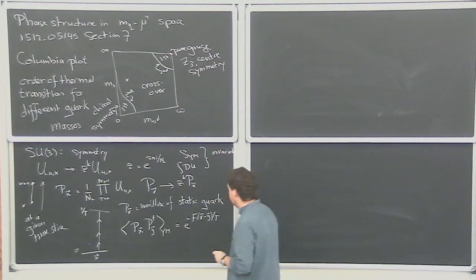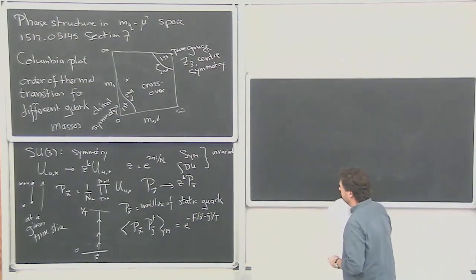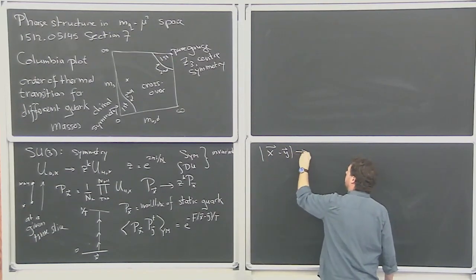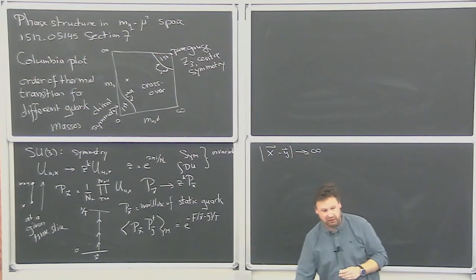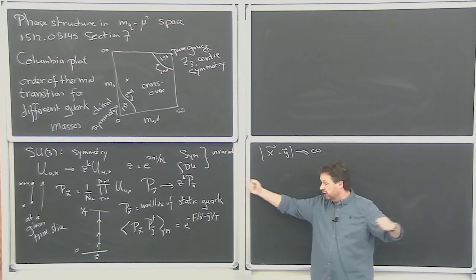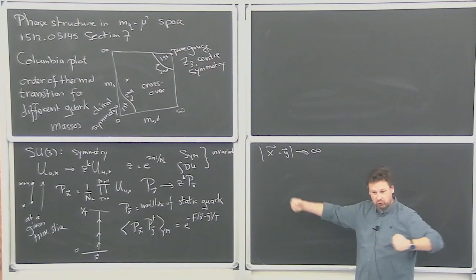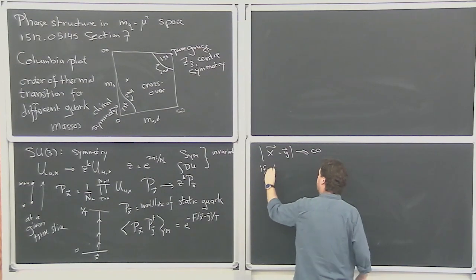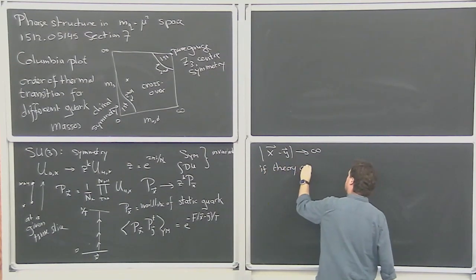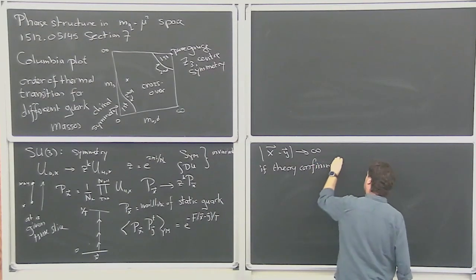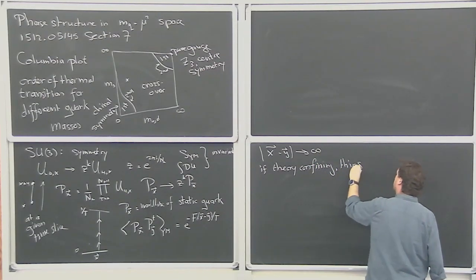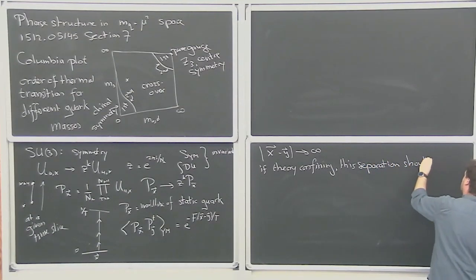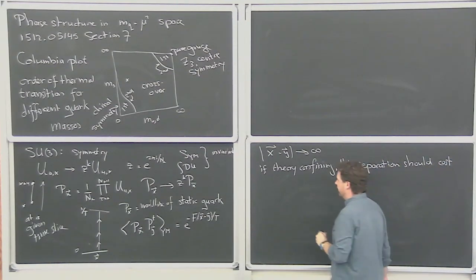Now let's take the situation where the distance between x and y is very large. In other words, I'm separating the quark and anti-quark completely. But if I have confinement, I shouldn't be able to separate them. If the theory is confining, this separation should cost an infinite amount of energy.